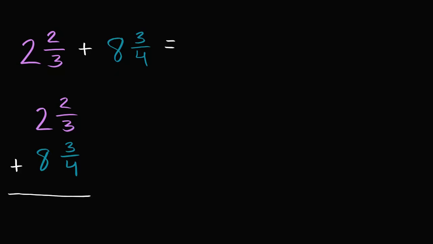Well, let's look at the multiples of 4. 4 is not perfectly divisible by 3. 8 is not perfectly divisible by 3. 12 is. In fact, 12 is 4 times 3. So I can rewrite both of these fraction parts with 12 as their denominator. So this is going to be equal to this. Let me just write it this way. So I can rewrite it as 2 and something over 12.